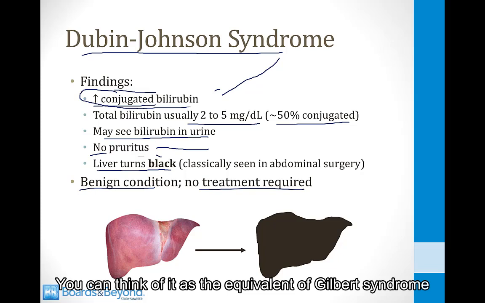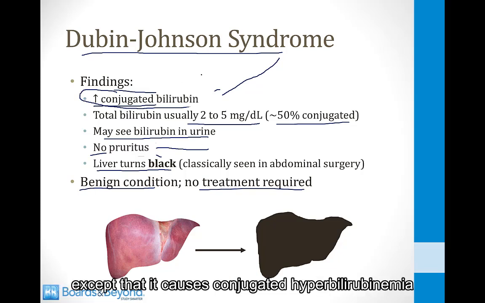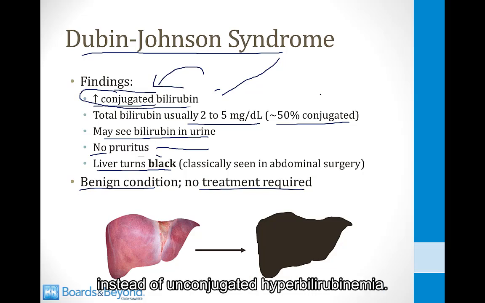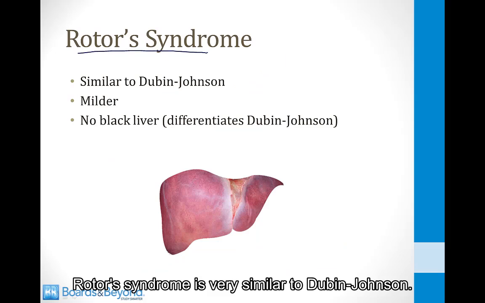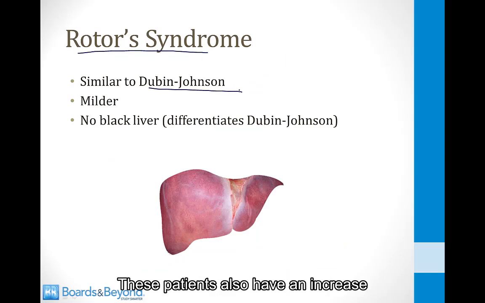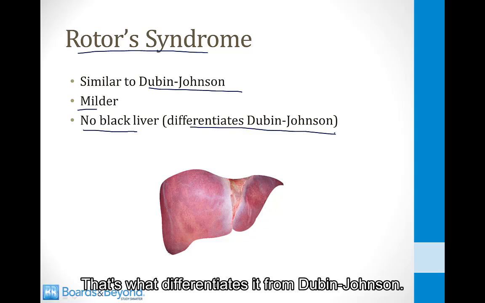You can think of it as the equivalent of Gilbert syndrome, except that it causes conjugated hyperbilirubinemia instead of unconjugated hyperbilirubinemia. Rotor syndrome is very similar to Dubin-Johnson. These patients also have an increase in conjugated bilirubin. However, it's a milder increase and they don't have a black liver. That's what differentiates it from Dubin-Johnson.